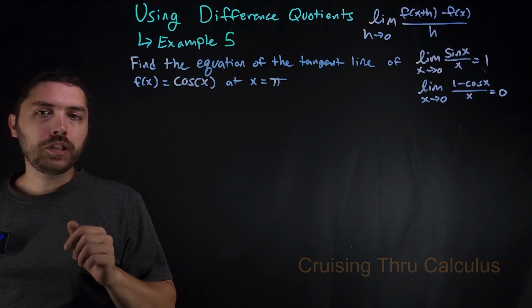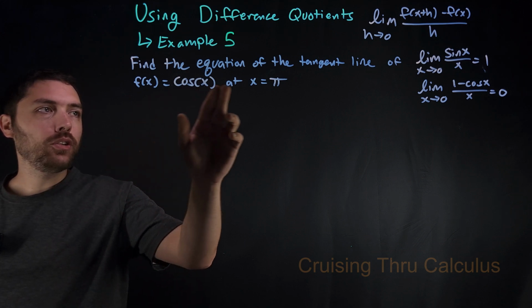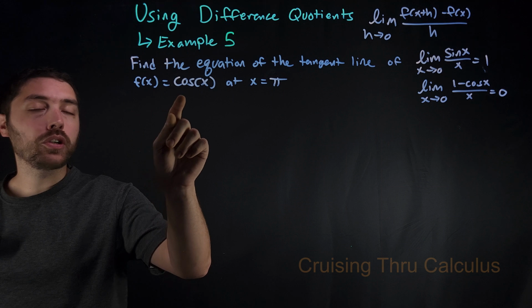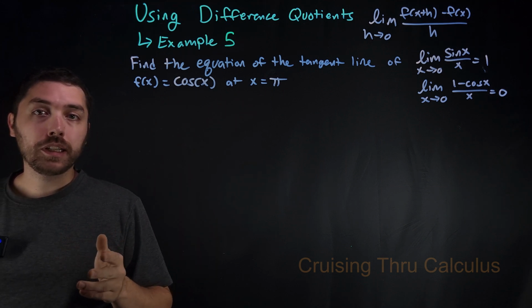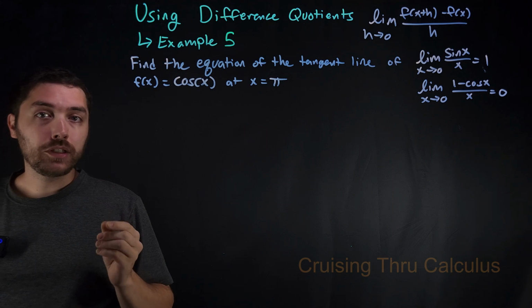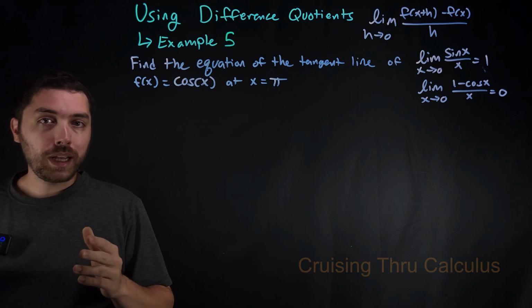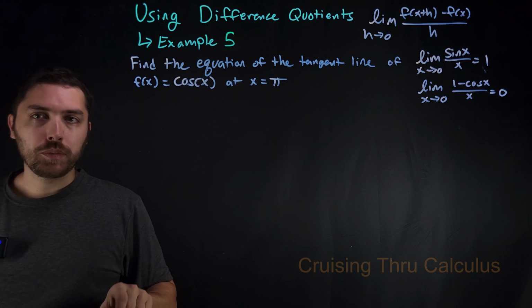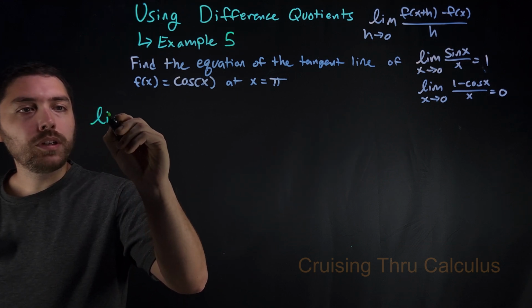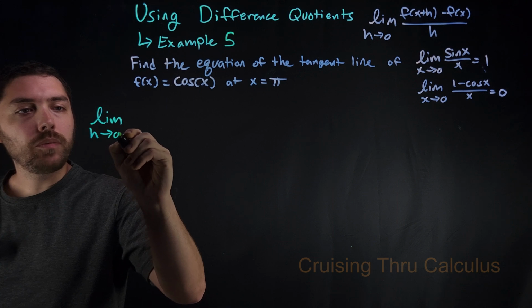This problem is very similar to the last one. It says, find the equation of the tangent line of f of x equals cosine of x, this time at x equals pi. Now, just like the last one, this one is quite a journey. That's because we're going to need to expand things and move things around in order to make it look like this. So let's begin. We're going to find the limit as h approaches 0.